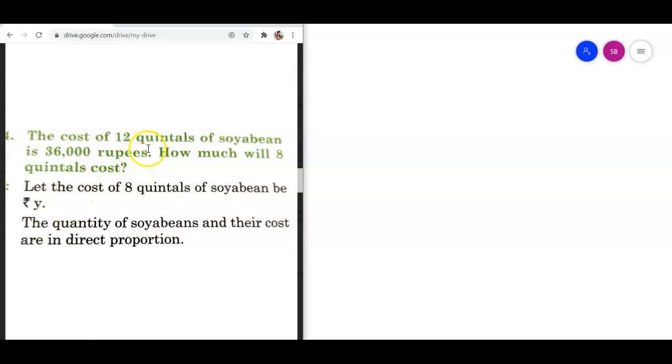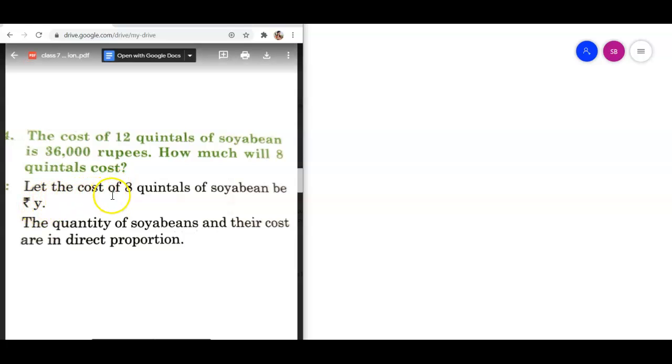Now two things are given over here. One is the weight, the quantity, and one is the rupees. So here the quantity is given and rupees we have to find out. Let the cost of 8 quintals of soya bean be rupees y. It can be anything. You can keep this number x, y, z, anything. So I have taken y.